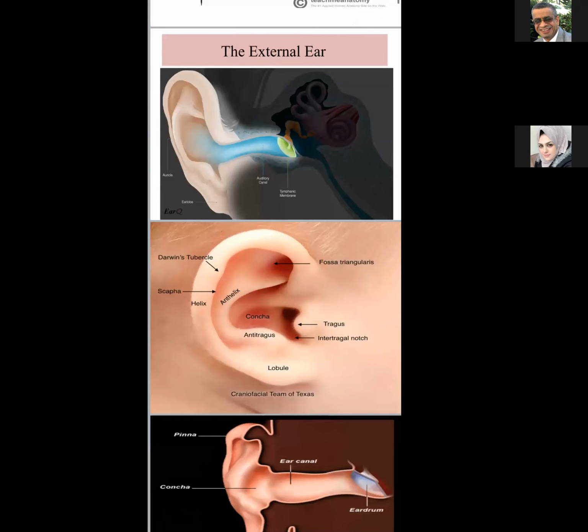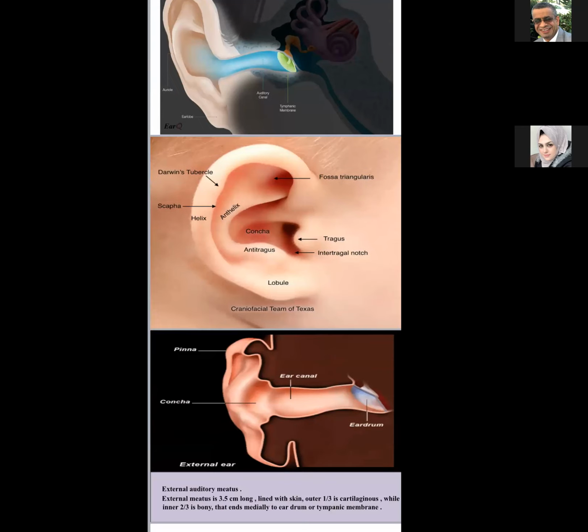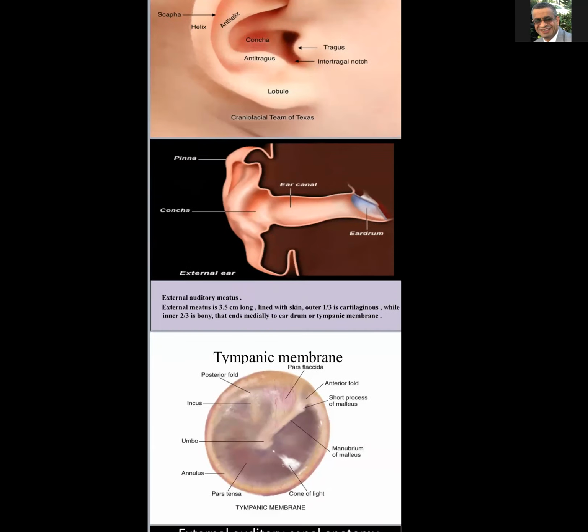هذه بعدها البينا اللي هو الجزء المحسوس اللي نقدر كلنا نتلمسه، يتألف من anatomical landmarks اللي هو أول شيء اللوبيول، التراجاس وأنتي تراجاس، الهيليكس وأنتي هيليكس والفصة triangularis. هذه the first part of the external ear. second part اللي هو external auditory canal.